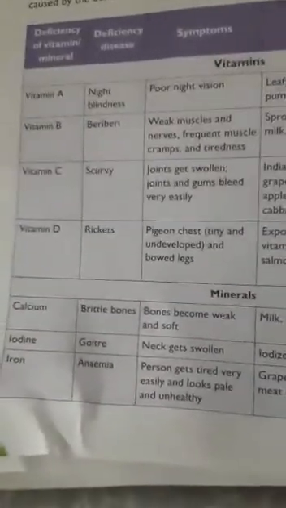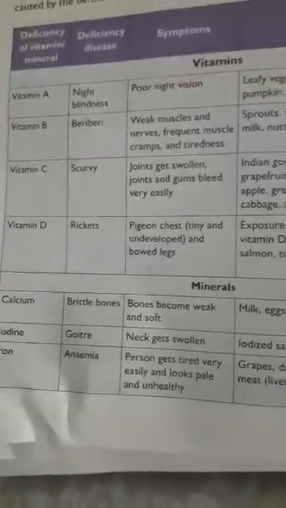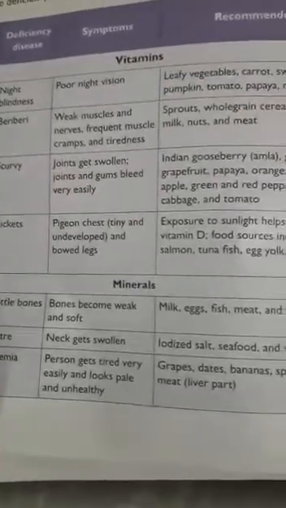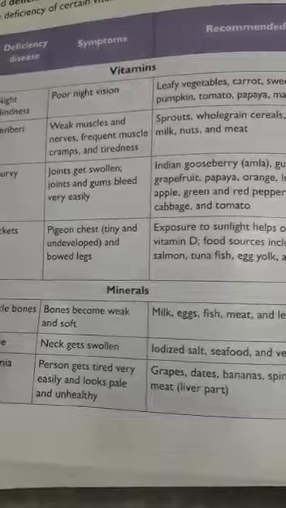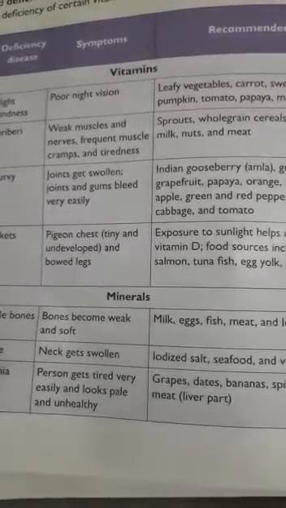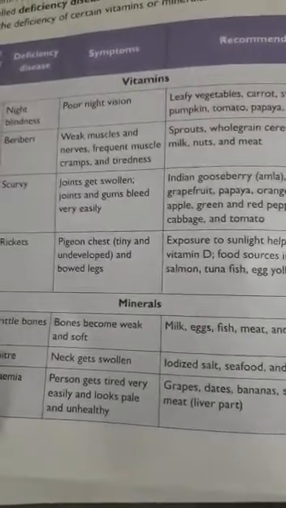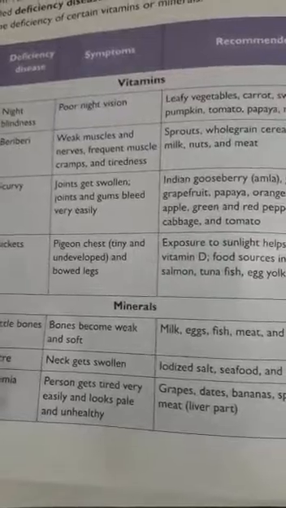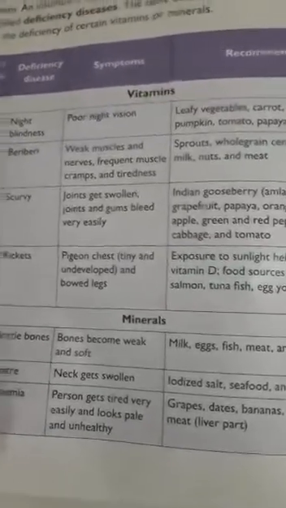Deficiency of vitamin C causes scurvy disease. What happens in scurvy disease? In scurvy, joints get swollen, and joints and gums bleed very easily. So our bone joints and gums become weak because of the deficiency in scurvy disease.